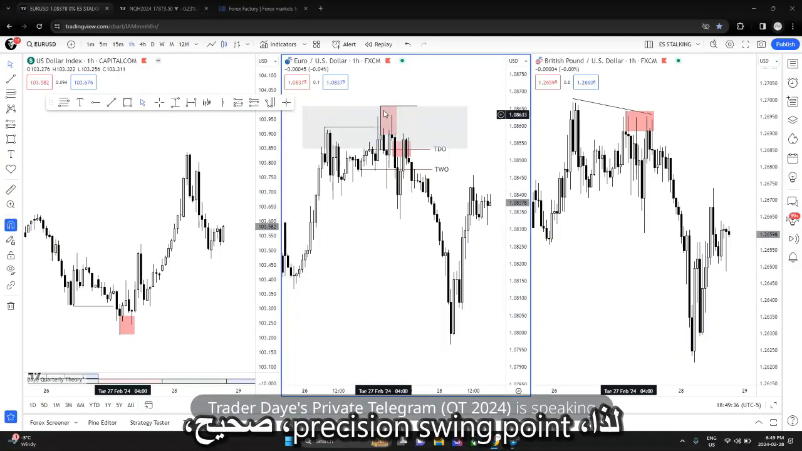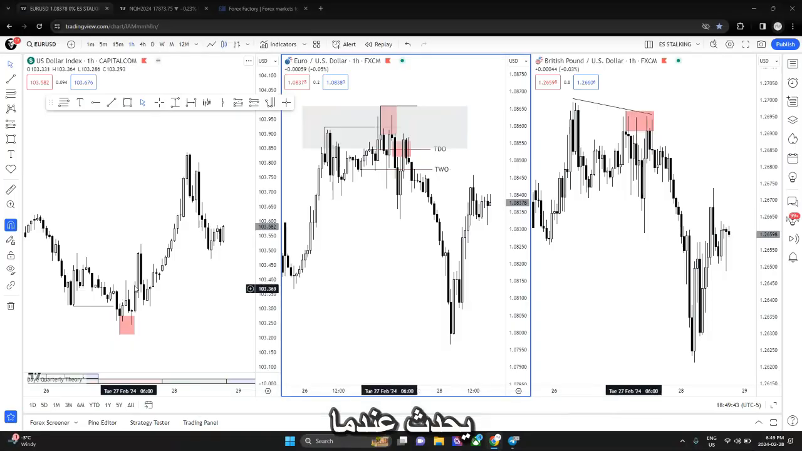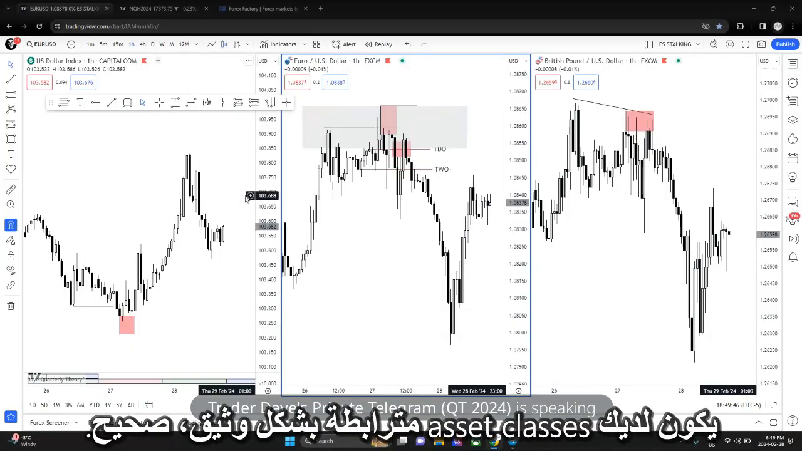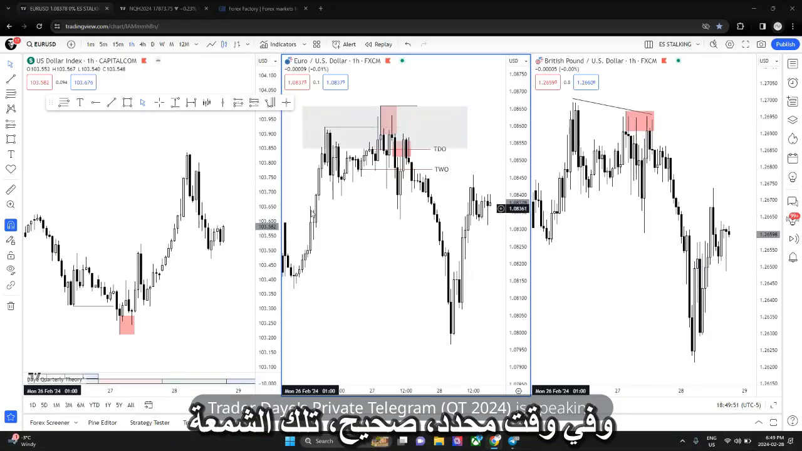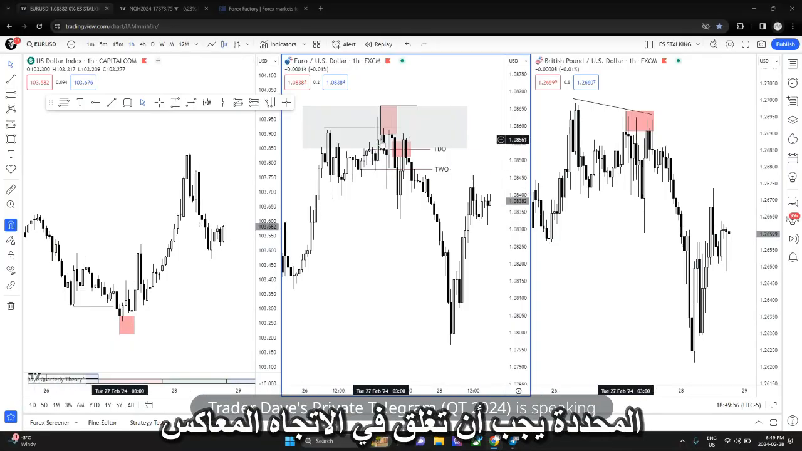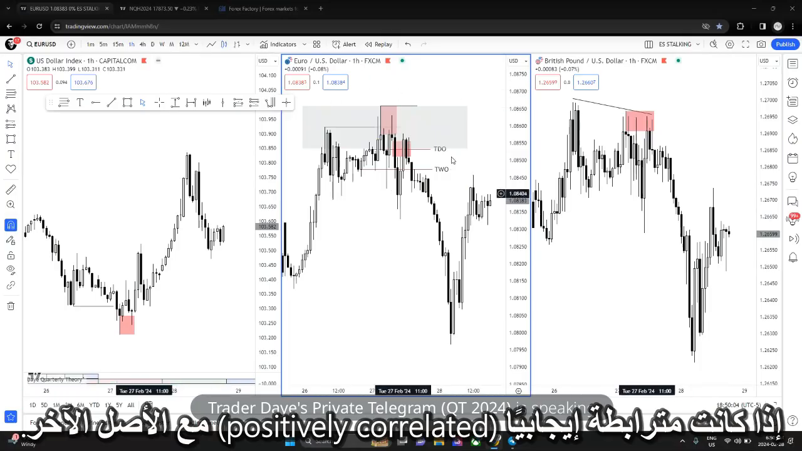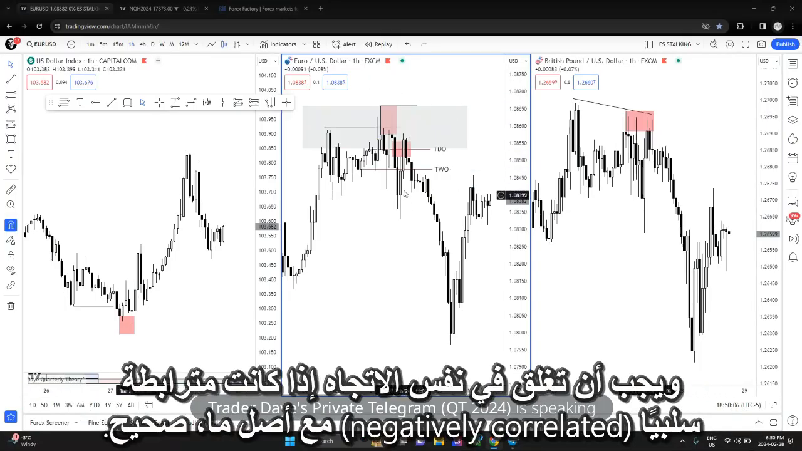So a precision swing point, right? I'll say this one more time. A precision swing point occurs when you have two or more closely related asset classes, right? And at a specific time, that specific candle must be closing in the opposite direction if it is positively correlated to the other asset. And it should be closing in the same direction if it is negatively correlated to an asset, right?